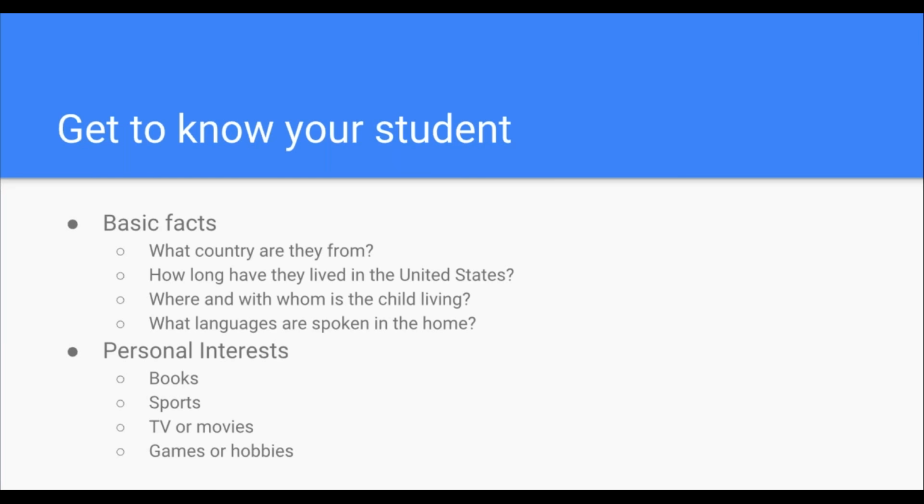And then another huge part is their personal interests. So what are they interested in outside of school? And this really helps with their engagement and their level of interest. And just getting to know them and then getting to know you is going to create that safe and secure environment. And the more they feel safe and secure, the better their learning environment is going to be.